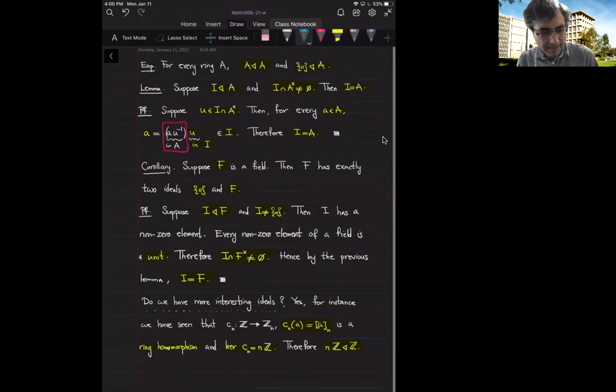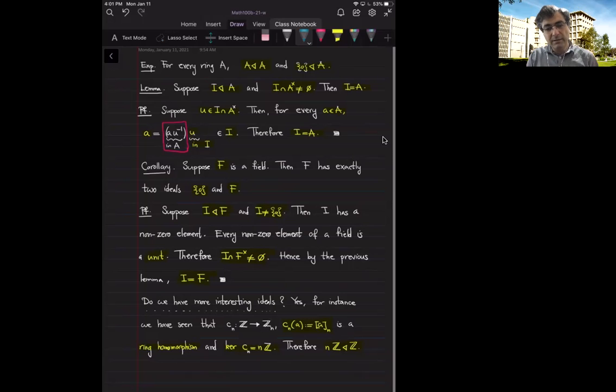Of course not. For instance, if I give you the ring of integers, we have already seen that the residue map from the ring of integers to the ring of integers modulo n is a surjective ring homomorphism, and its kernel is the multiples of n. So the kernel of C sub n is nZ. Because the kernel of any ring homomorphism is an ideal, we deduce that nZ is an ideal of Z. Of course, this is rather easy. One can check it directly, but this is one way of arguing it.